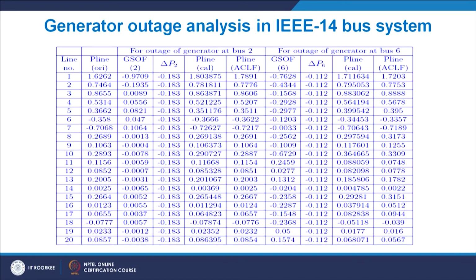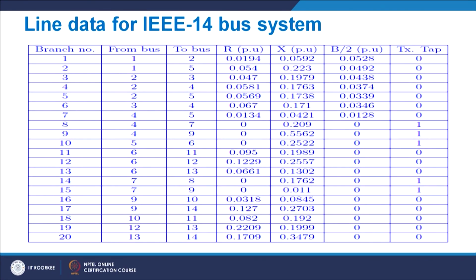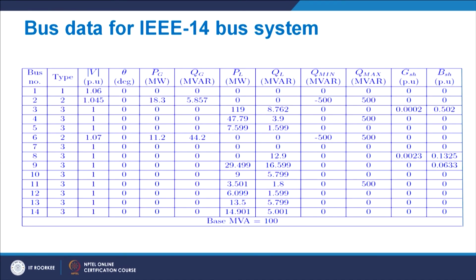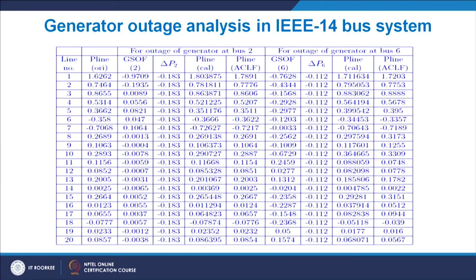By following this calculation, we have calculated these GOSF values, and these are the original power flows over all the lines. Remember, lines means lines plus transformers. Then we have calculated delta P2. Bus 2 has a generation of 18.3 megawatts, so if it is out, delta P2 would be exactly minus 0.183. So we have the original values, and then we calculate this P line using the expression we have discussed.